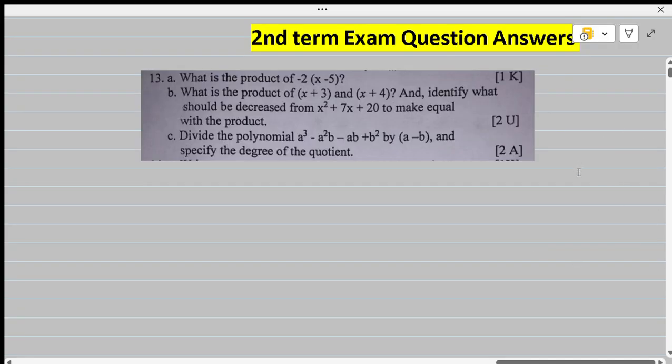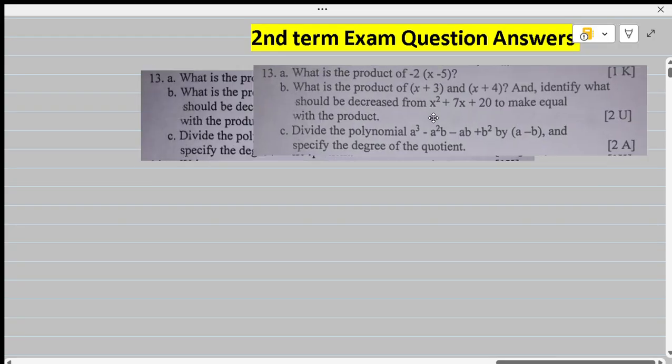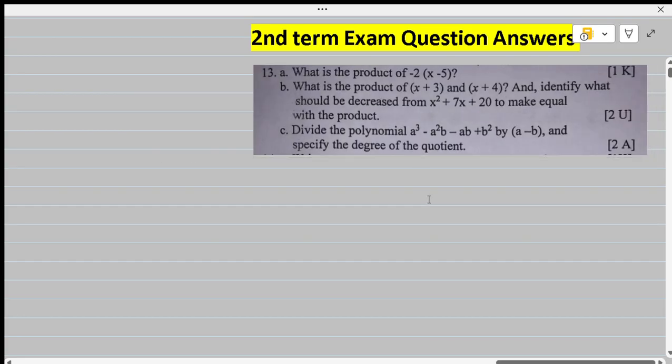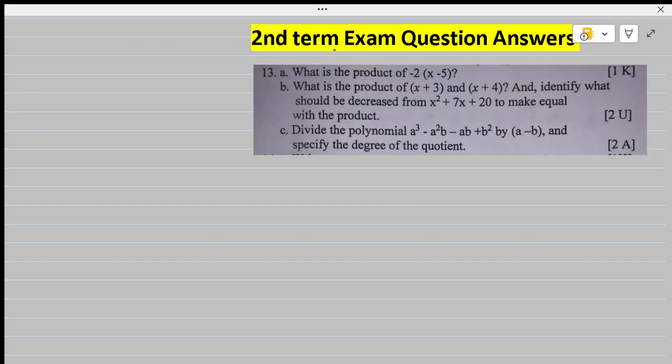Okay, so what's said here in number 13 is C. First number, right? In the first number we are asked, what is the product of minus 2 and x minus 5? Very simple thing: minus 2 into x minus 5.